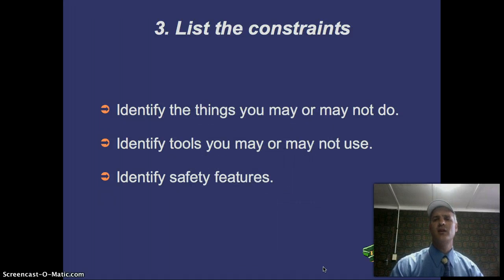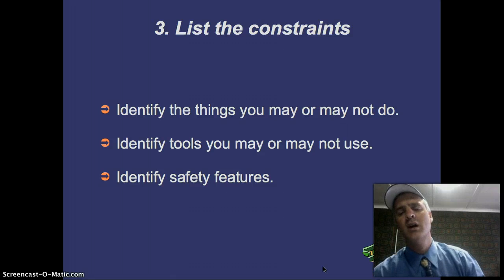The constraints, now these things are things that you may or may not do. It puts you in a little bracket or puts you in a little box and says, okay, these things you can do inside the box, but you can't go outside the box and do the other things. So identify those things that you may or may not do.